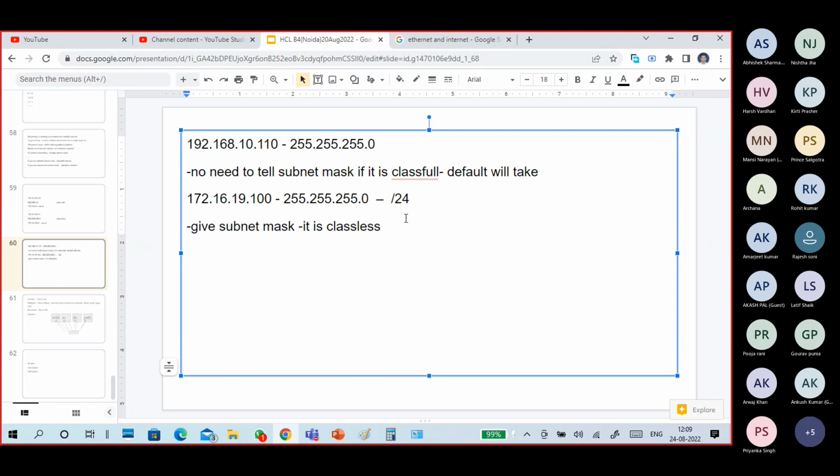/24. So what is this slash notation? This is called slash notation. This is a slash notation to represent the subnet mask. Okay. So what is this number? /n. N represents the number of ones in the subnet mask, or network bits.